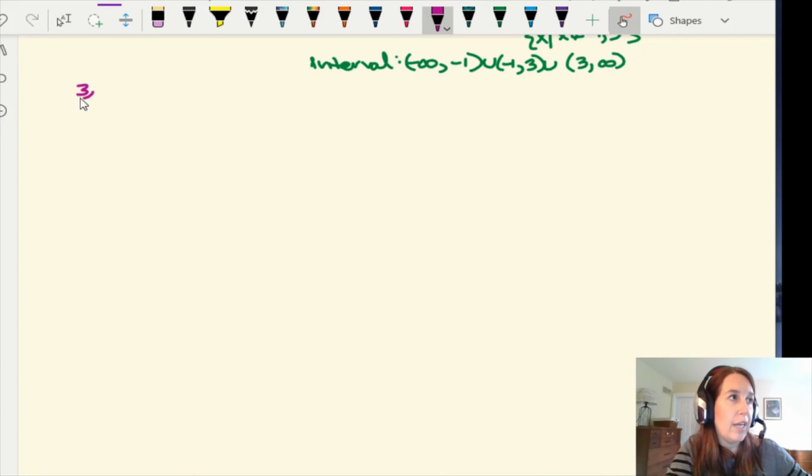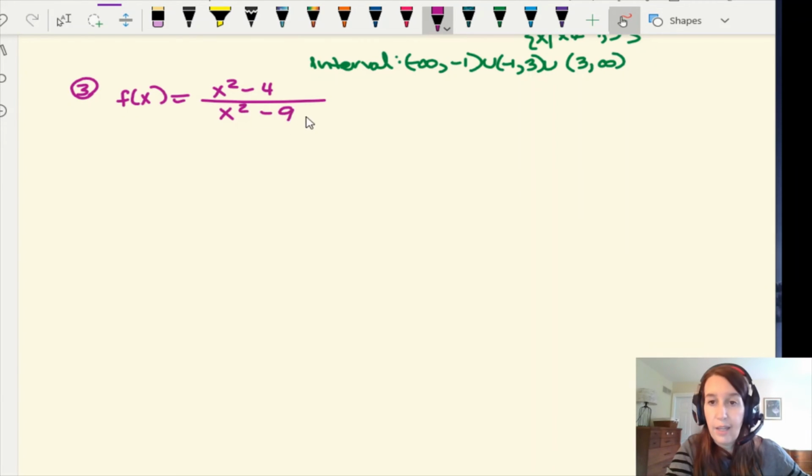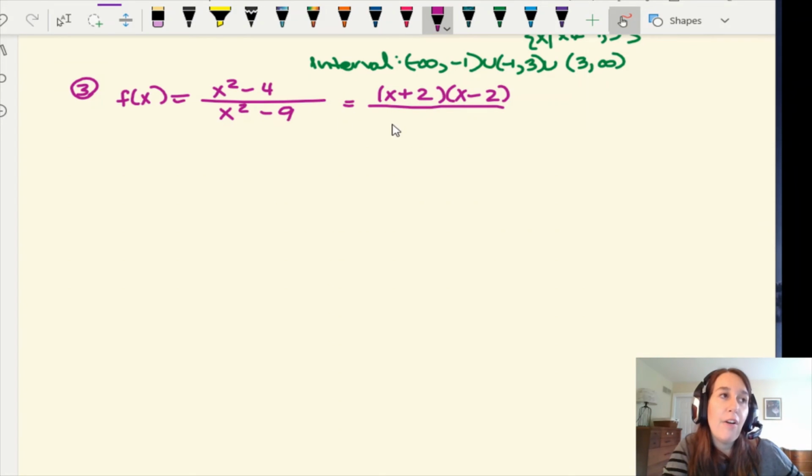All right, so the last one, f of x is equal to x squared minus 4 divided by x squared minus 9. Okay. So in this one, you have to do a little bit of work. So yeah, it's true that the numerator does factor: x plus 2 times x minus 2, right? That's that difference of two squares factoring. Hopefully that looks really familiar to you. The denominator also is a difference of two squares, so that one would factor to x plus 3 times x minus 3. Okay, for the domain, we only care about the denominator.